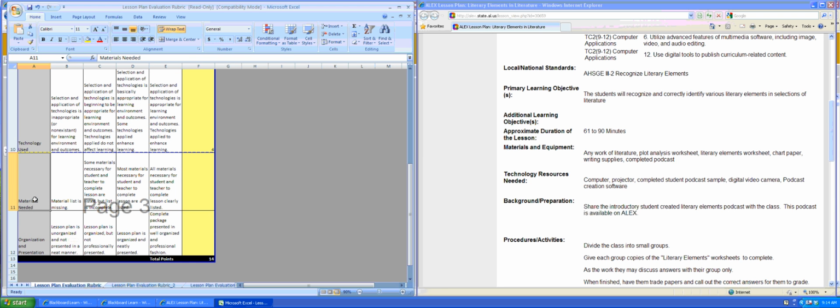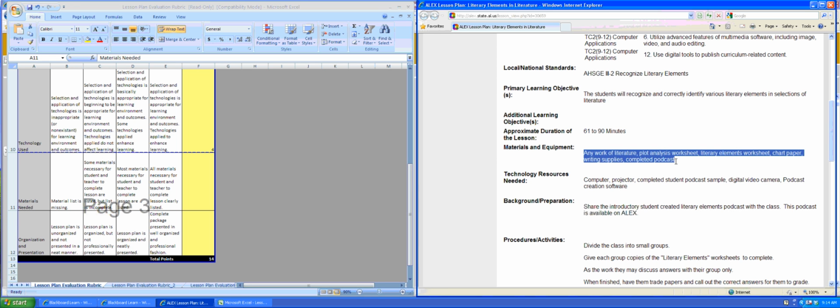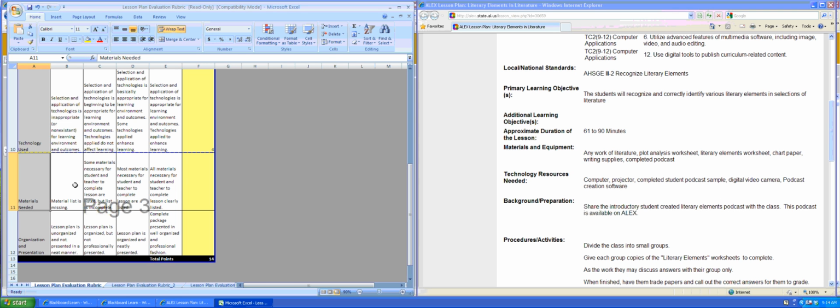The next category is materials used. Again, I would look at the materials of the lesson plan. In this case, it's work of literature, applied analysis worksheet, literary elements worksheet, chart paper, writing supplies, and completed podcast. See how those are used throughout the lesson and determine which one of these four descriptions most appropriately describes this lesson plan. So in this case, I might give it a score of a 3.